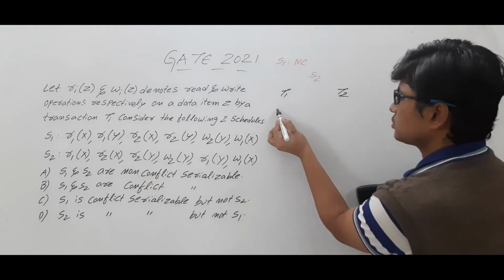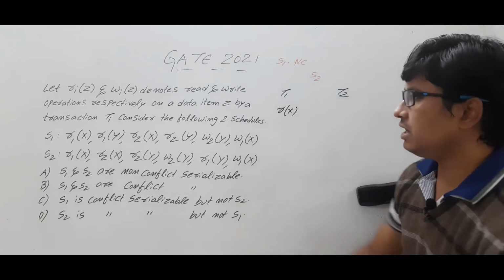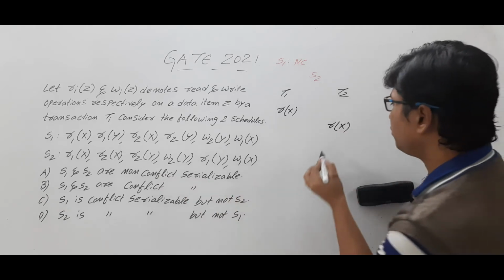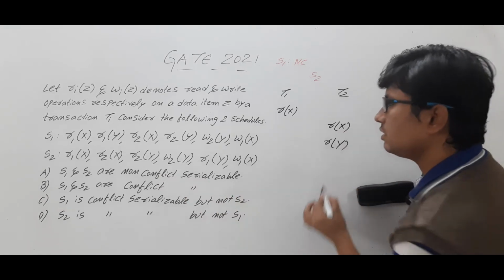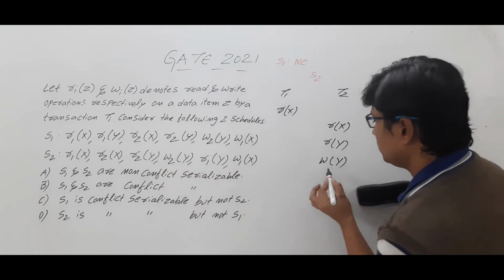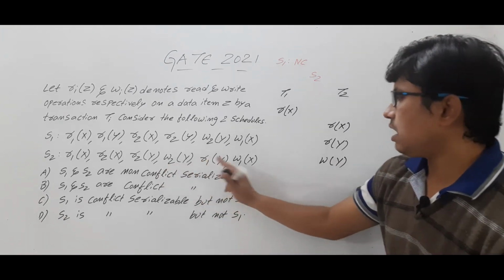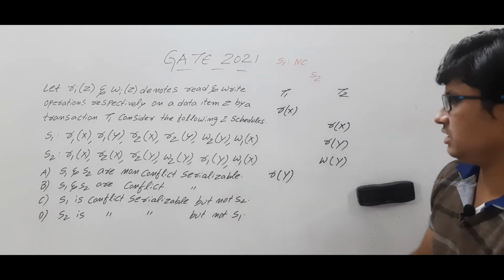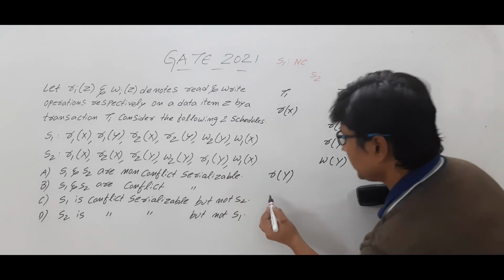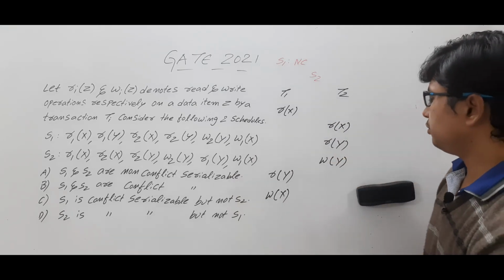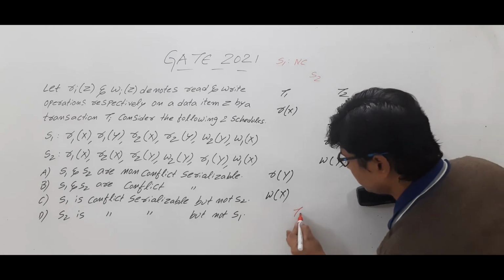Read of X, so here read of X is there. R2 of X, here read of X is there. R2 of Y, so read of Y is there. W2 of Y, so here you have write on Y. R1 of Y, so read of Y on the transaction T1. W1 of X, so here you have write of X. Now we need to draw the precedence graph.